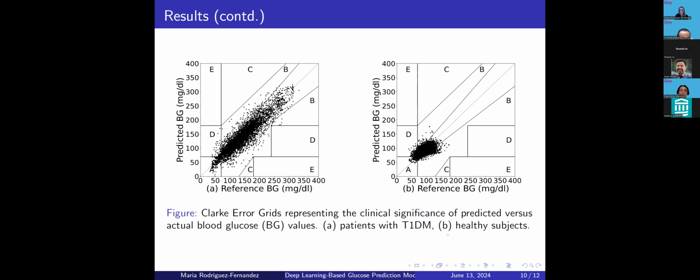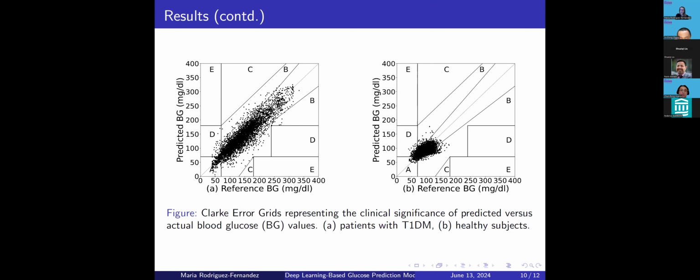So this is the Clark error grids that I was introducing before. Mainly what they show is the reference blood glucose and the predicted blood glucose. They show us the error, but they also show us how far we are from the healthy zone. So we can say that A and B are healthy zones. They don't pose a risk for our subjects, but if we reach zones like E, E is definitely a dangerous zone, and even D starts to be pretty dangerous. Those are zones that we want to avoid.